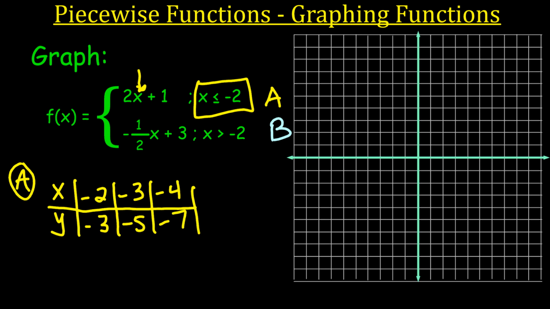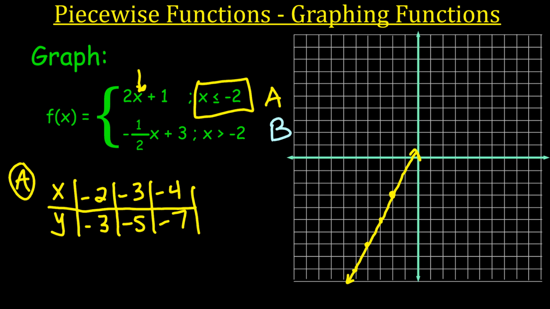And so we can graph these 3 points. -2, -3 would be right there. -3, -5 down here. -4, -7 right there. We can just keep using the slope to find our points. So oftentimes what I see when people start doing this is they'll connect the dots and they'll just draw a nice, beautiful line like so.